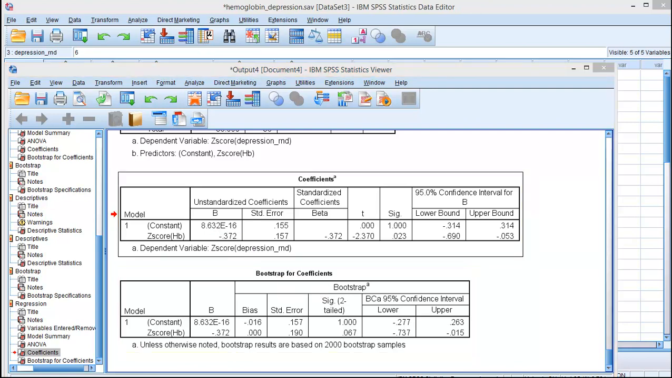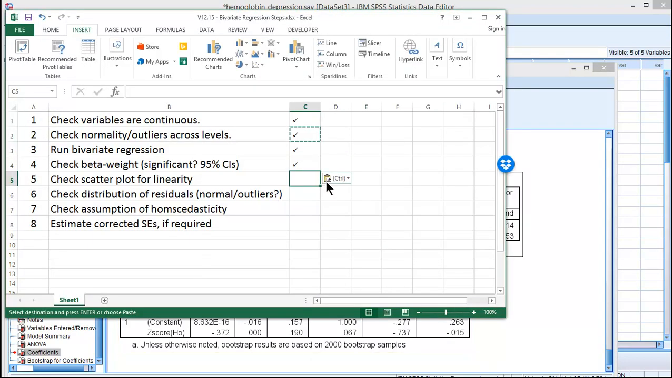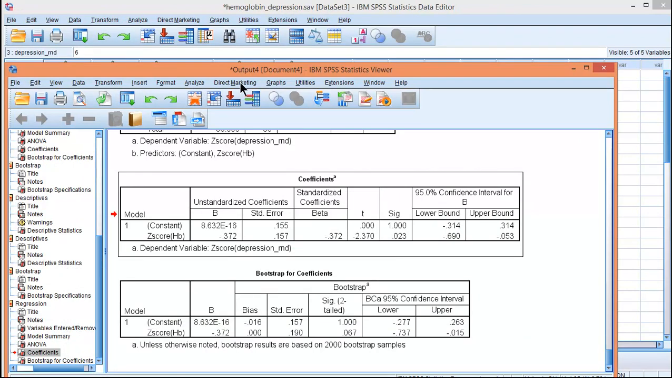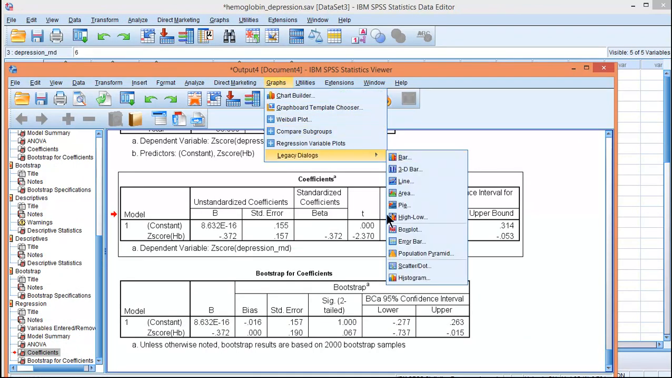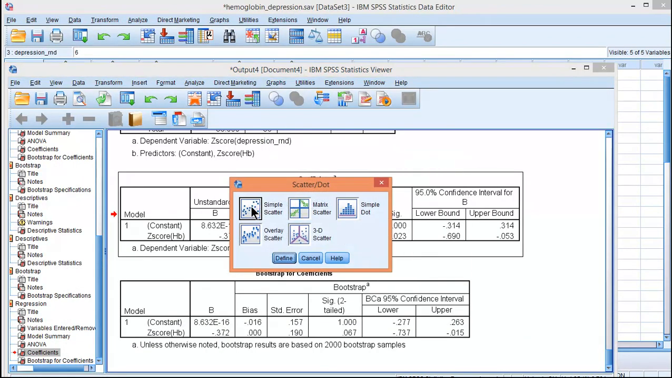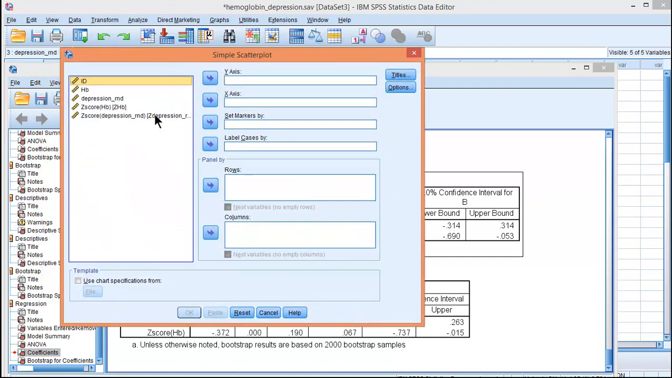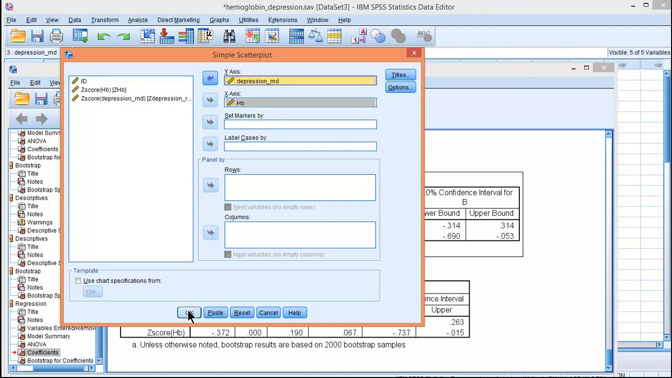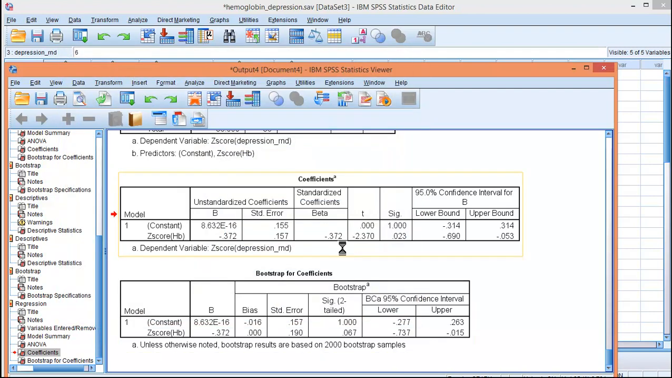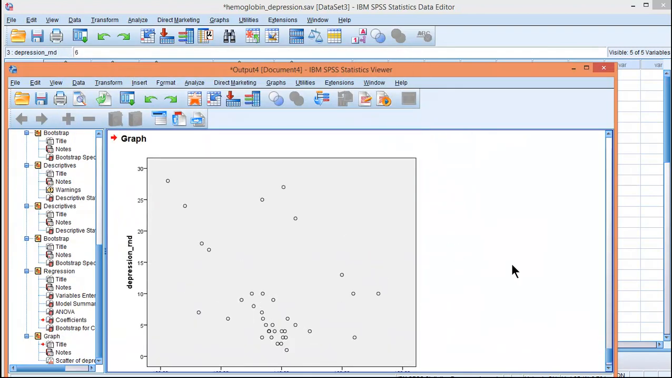So let's go back to our Excel table. And we can see that I now have to look at the scatter plot for linearity. Yep, okay. Scatter plot, simple, define. And I'm going to look at the non-standardized variables because it'll be clearer that way. So I want hemoglobin in the x-axis because that's the predictor, depression in the y-axis because that's the variable that's predicted. And here's what the scatter plot looks like.